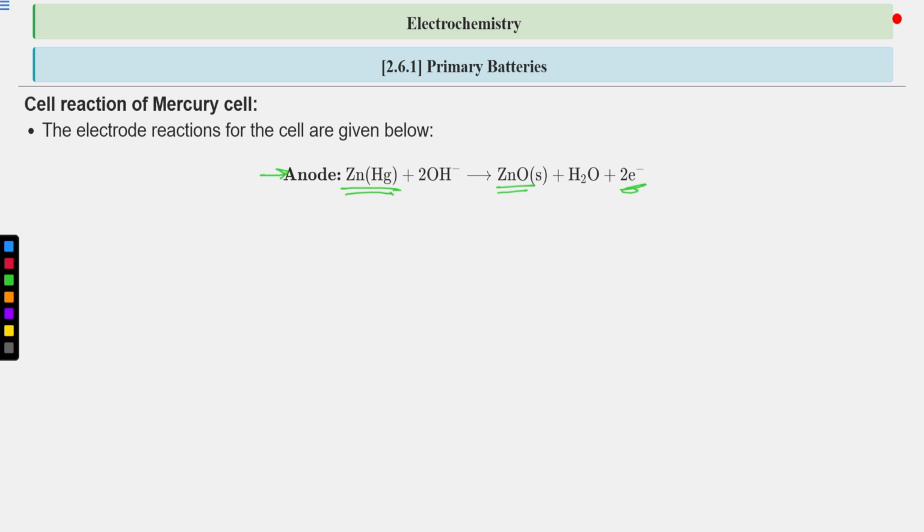Meanwhile, at the cathode, the reaction is between HgO, mercury oxide, and the water molecule, and they gain 2 electrons and become mercury, the element in the liquid state, and also release 2 hydroxyl ions.